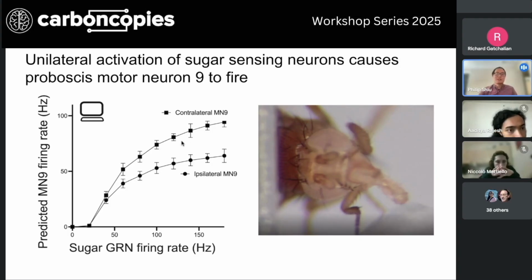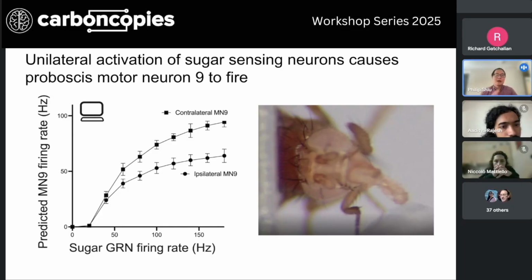What was even more interesting was that the activation of the contralateral motor neuron 9, the neuron that is going to be on the opposite side of the fly's head, is stronger than the activation of the ipsilateral motor neuron 9. This is exactly what you would expect for reaching behavior, since the muscles on the opposite side of the fly's head would be more activated, and this would push the proboscis towards the side of the fly with food.